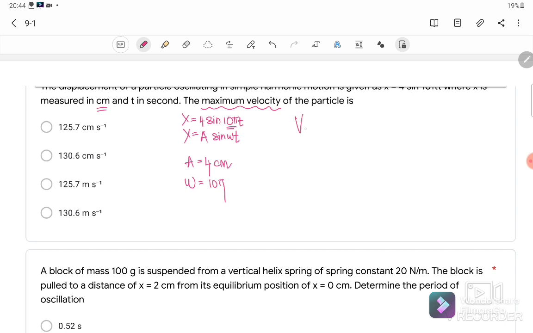Okay, so what is the equation for V maximum? Yes, V maximum is equal to A omega. So we just substitute A equal to 4 cm, omega equal to 10 pi. So the answer is actually 40 pi, or we can write it as 125.7 cm per second. Okay, so cm because just now we substituted 4 in cm. Okay, so the answer is A.